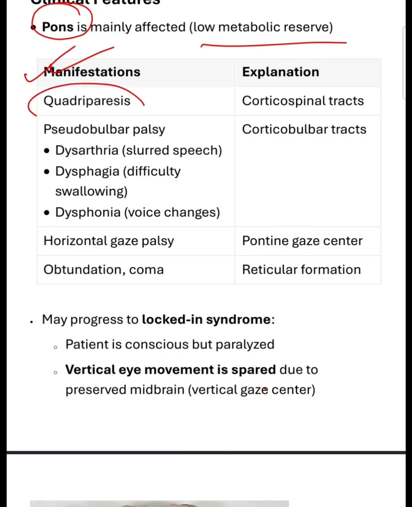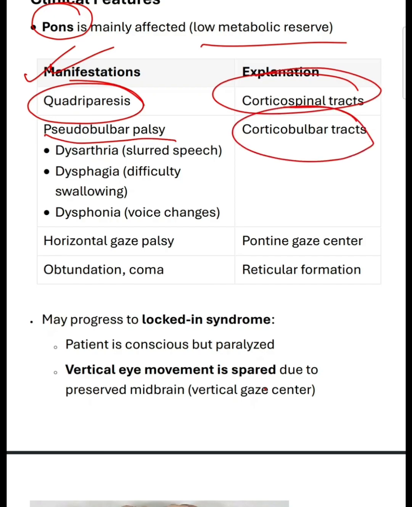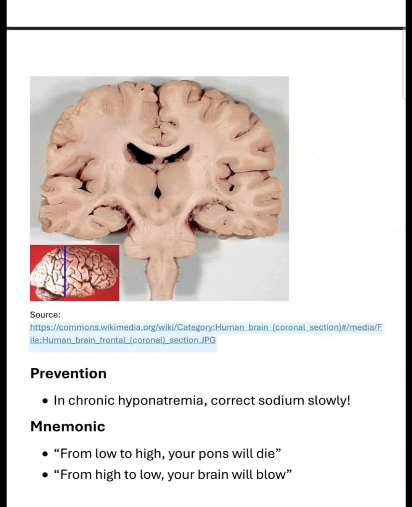You see here quadriparesis. It means that your upper limbs and lower limbs, so all four limbs, will be paralyzed. And you also see a pseudobulbar palsy, and they are happening because of the involvement of the corticospinal tract and corticobulbar tract. Let me explain that in this figure.